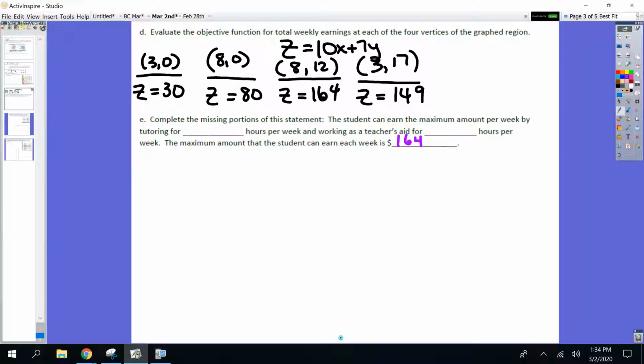What was x again? 8. But what did that represent? Tutoring. So if you tutor for 8 hours and be a teacher's aide for 12 hours, that's what's going to make you the maximum amount of money. No other combination. That's where it's going to be. And yes, you're going to have to write your own statement here. I'm not going to provide a little fill in the blanks for you.